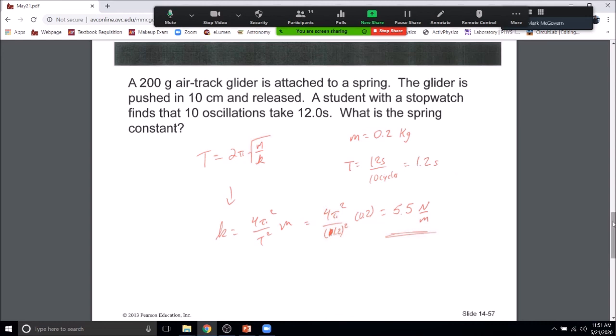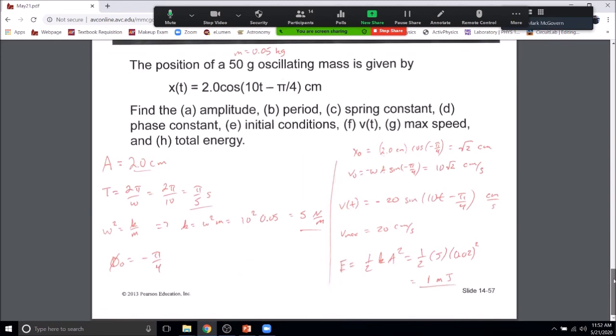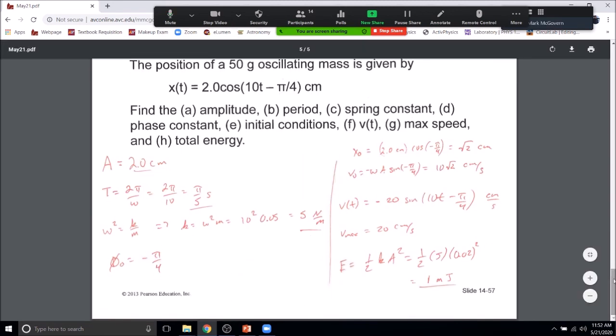Last question. We're given an equation that represents the position of an oscillating mass. We're told the mass is 50 grams. We're told the amplitude is 2. That's the coefficient of the cosine. We're told what omega is. It's 10 radians per second, and the phase shift is minus pi over 4.